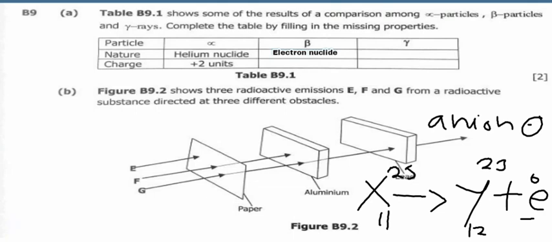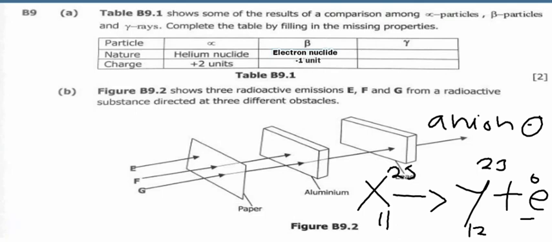If it is gaining 2 electrons, we say negative 2. Or if it is gaining 1 electron, we just say negative 1. But most of the times we just say negative. Or if it is gaining 3 electrons, we just say negative 3. So the nature is that of an electron. Then the charge, it is negative 1. Why are we saying negative 1? This is because it is gaining 1 electron.